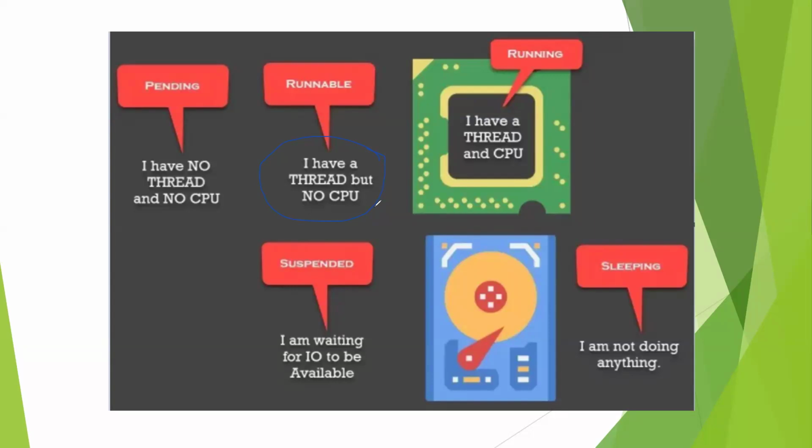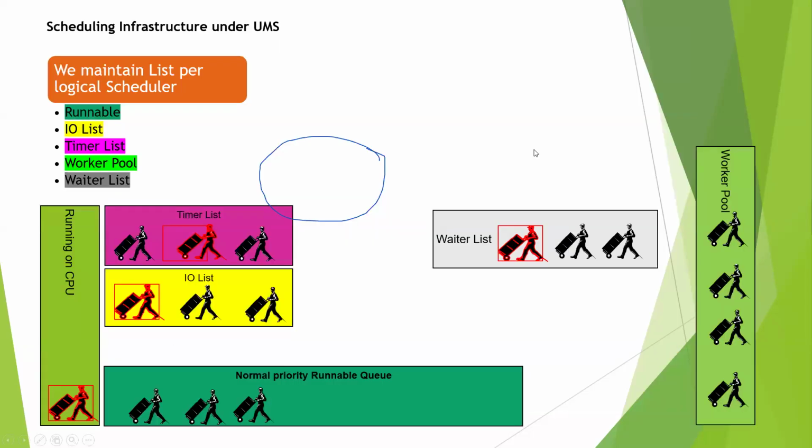Runnable means there is already a thread currently running on the CPU. That thread which is currently running on the CPU should yield, should come out of the CPU, so that the next available thread in the runnable queue can go ahead and execute. No CPU means the CPU is busy currently. When the CPU is busy, there is a thread currently executing on the CPU. That is what we call no CPU.